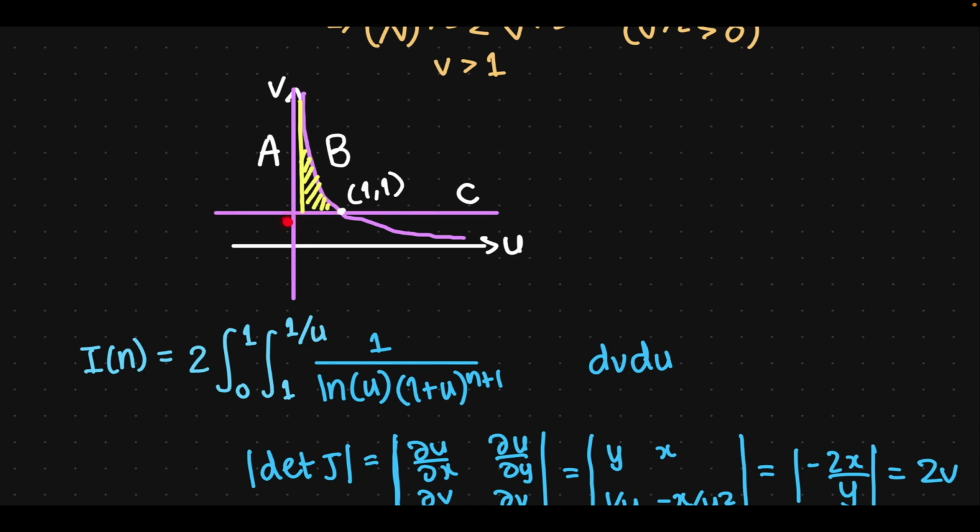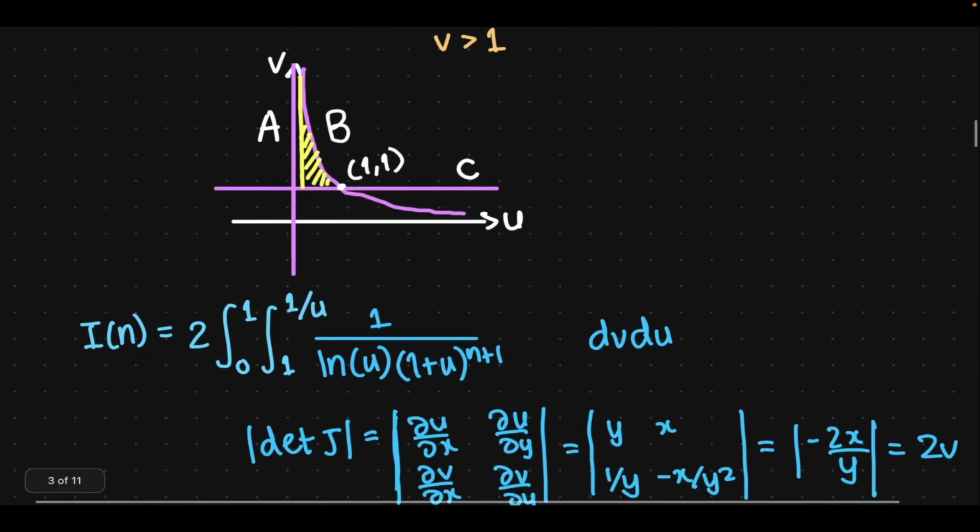horizontal line, it starts at 0. Even though the v value goes to infinity, that's fine. And it ends at 1 here, where the line B intersects with line C. So that point is (1, 1) on the UV plane. So that's 1. So it's 0 to 1.